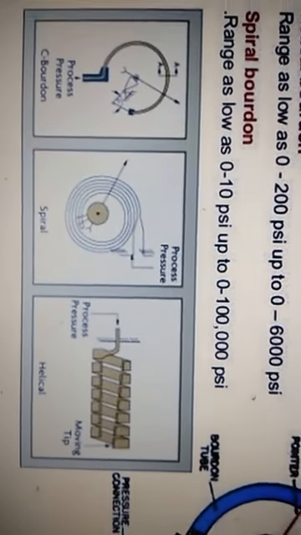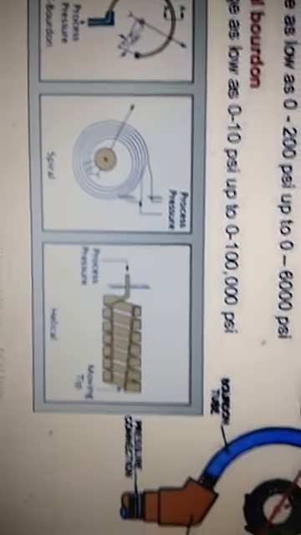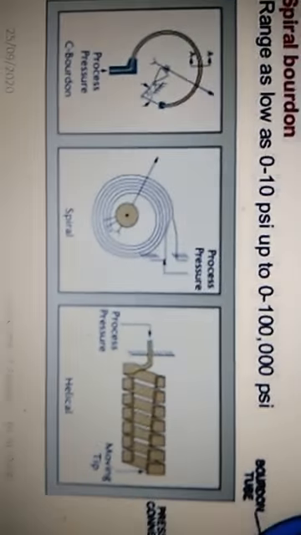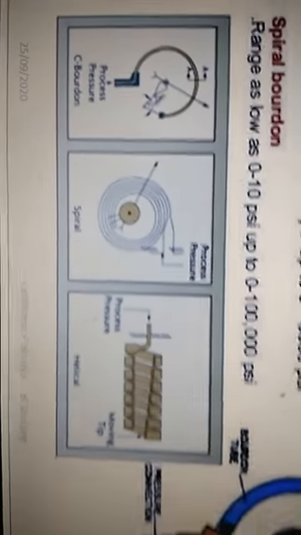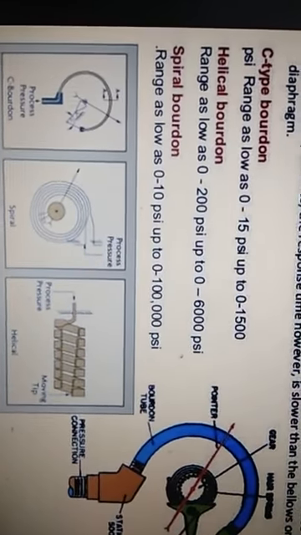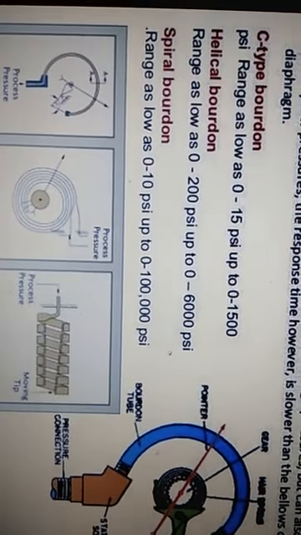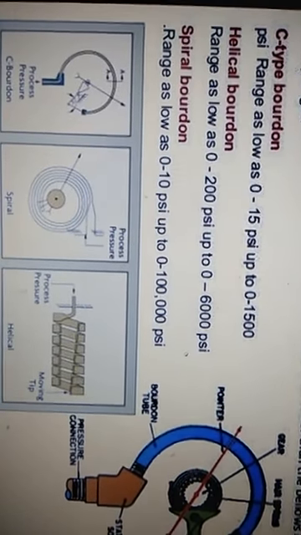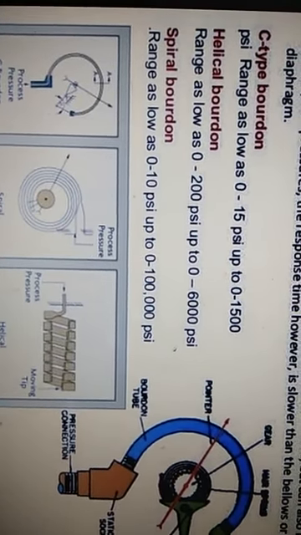So these are the three types of Bourdon tube: C-type Bourdon tube, spiral Bourdon tube, and helical Bourdon tube. And the range of the pressure for these three is already given here: C-type Bourdon tube, helical Bourdon tube, and spiral Bourdon tube.